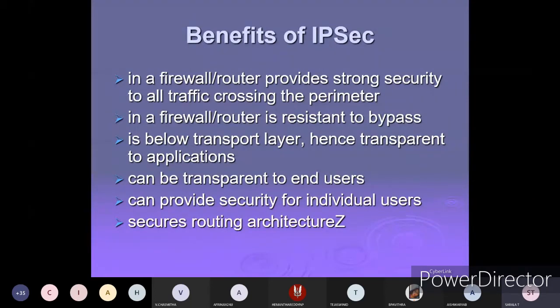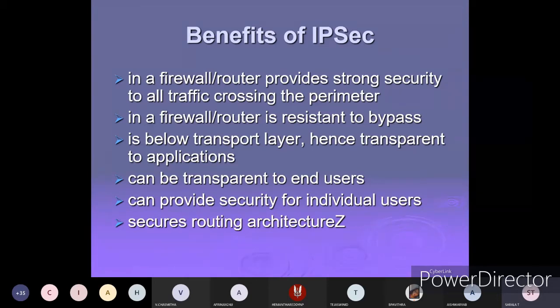But with IP security, when you are transmitting the information, it is always at a lower level. For that reason, it will be transparent to all the applications. It can be transparent to the end user also, and can provide security for individual users also. As we can see, each and every system has an IP address. By using that IP address, you can provide the security to your system.